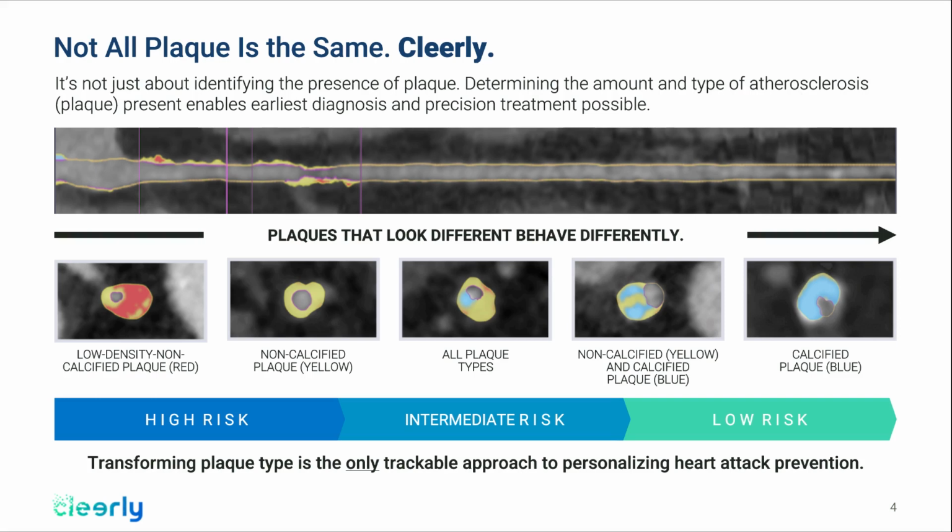Additionally, not all plaque is the same. Doing a standard CT angiogram and finding plaque does not mean true risk, as there are different types of plaque. There are high-risk plaques, intermediate-risk plaque, and low-risk plaque. CLEERLY has the ability to not only determine if there is plaque, but the type of plaque and track the progression of the plaque or the regression.